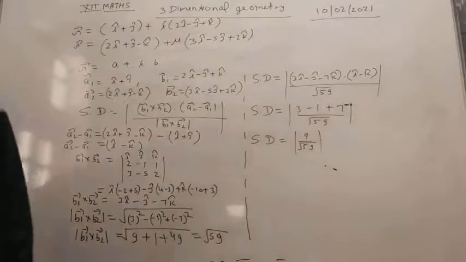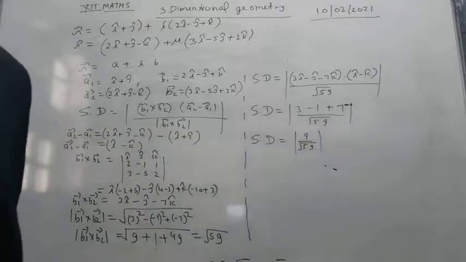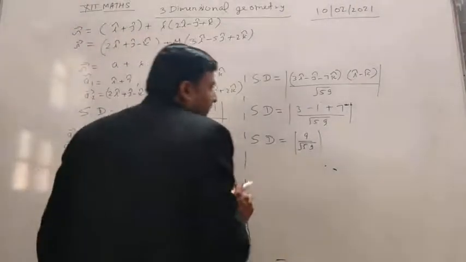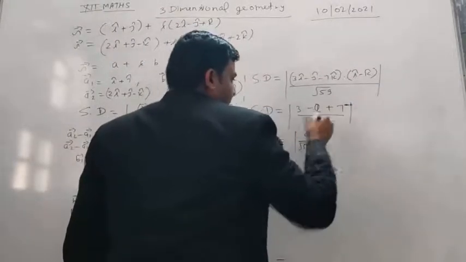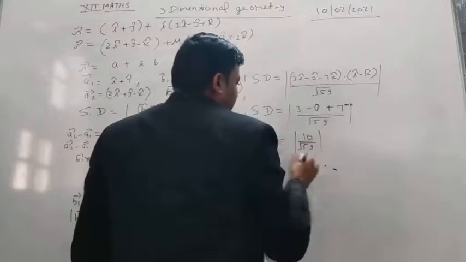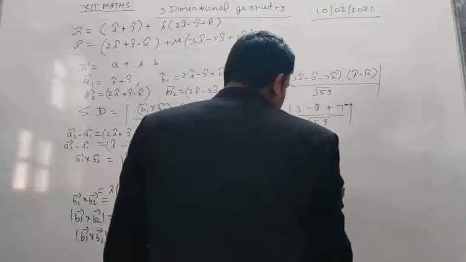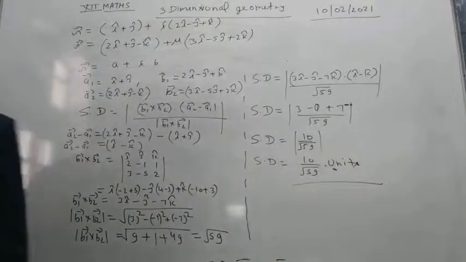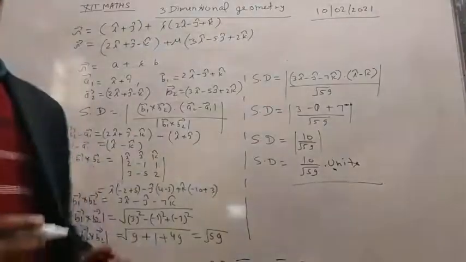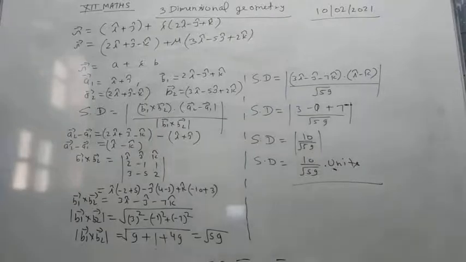Okay, students, so here our j is 0, so this part will be 0 and it will be 10, and the shortest distance is 10 by 9 units. Okay, students, so this will be our shortest distance between these two vectors. Okay, I hope you understand, students.